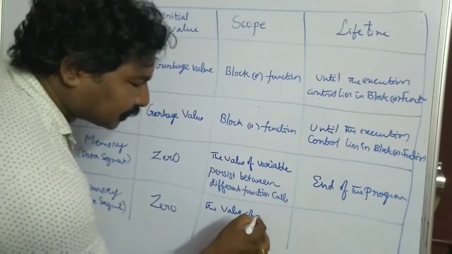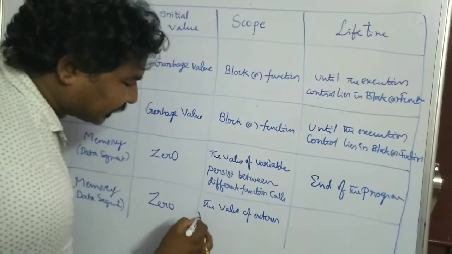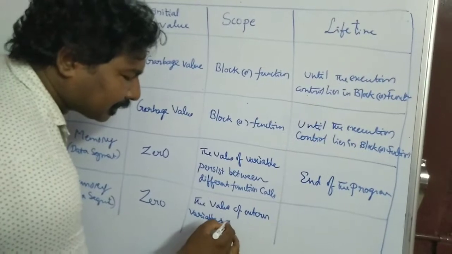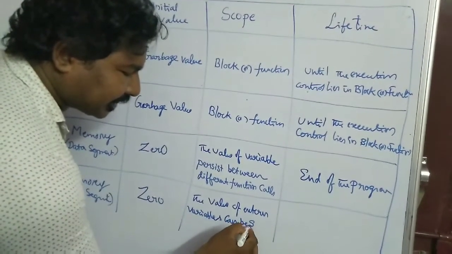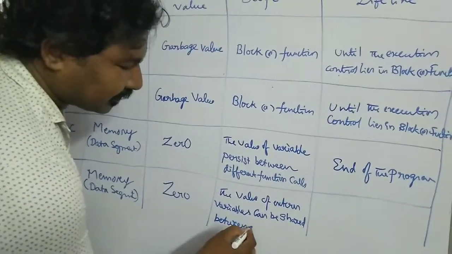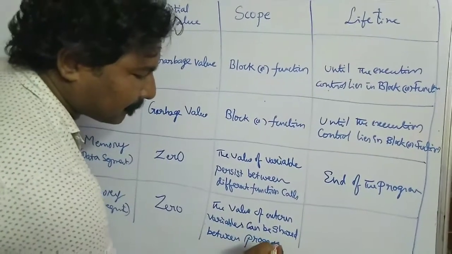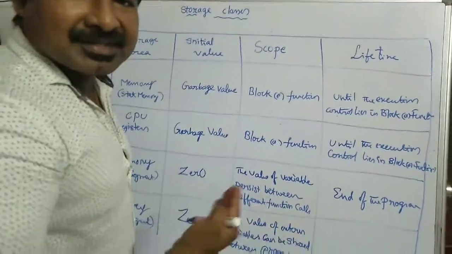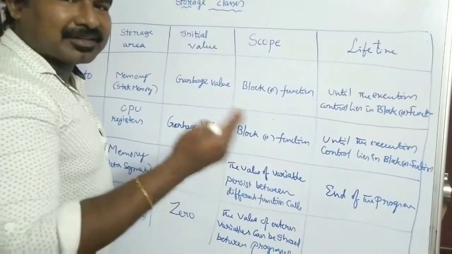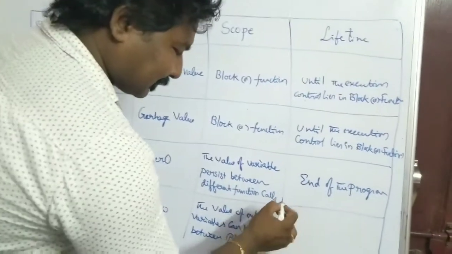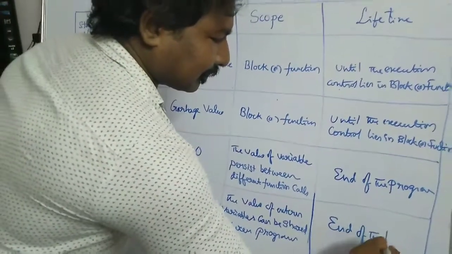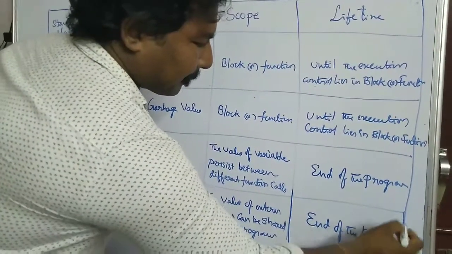The values of external variables can be shared between programs. That means you can access the variable of one program in another program, provided that the variable in the other program is a global variable. And coming to the lifetime, this is until the end of the program.